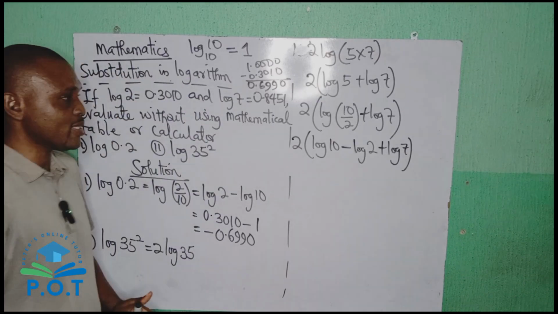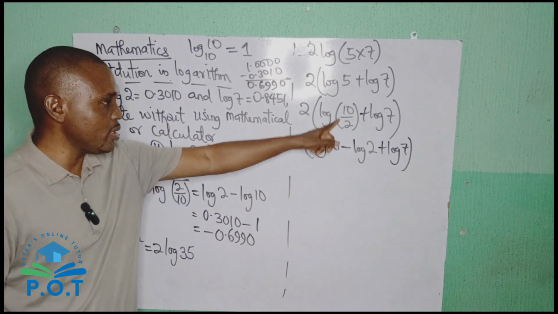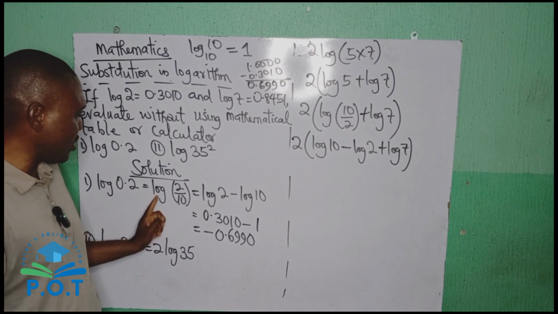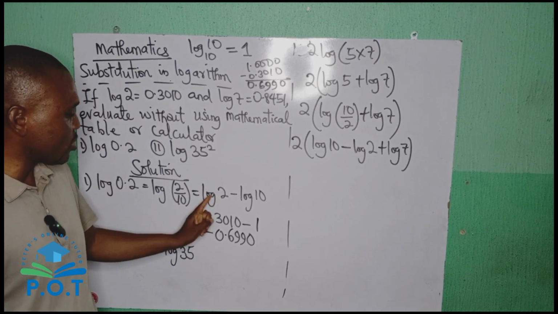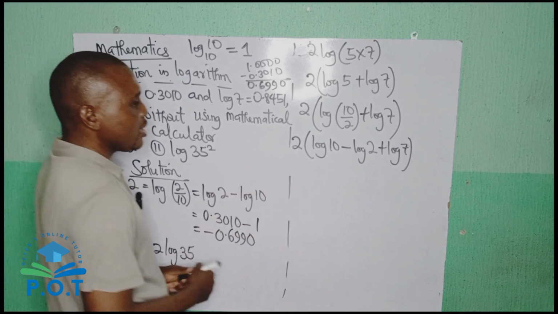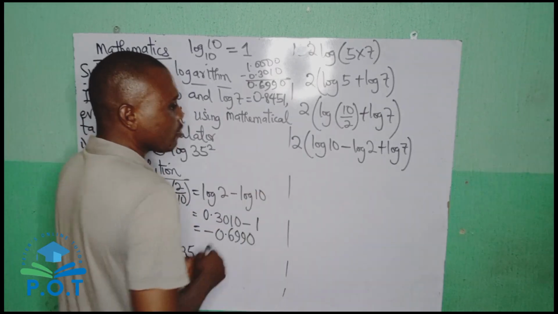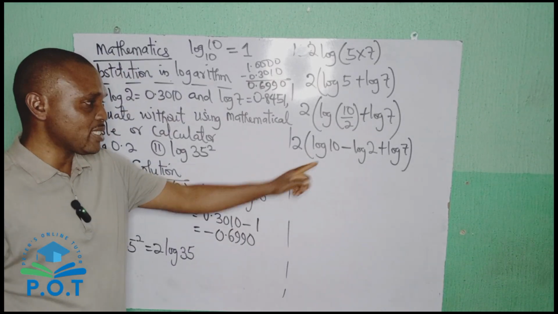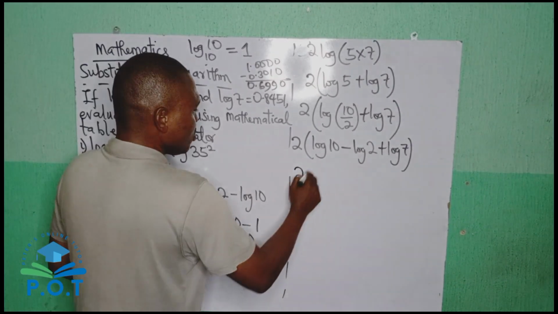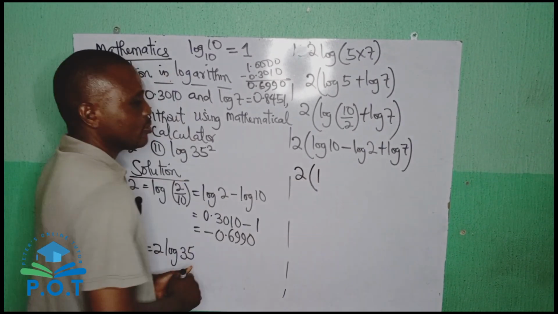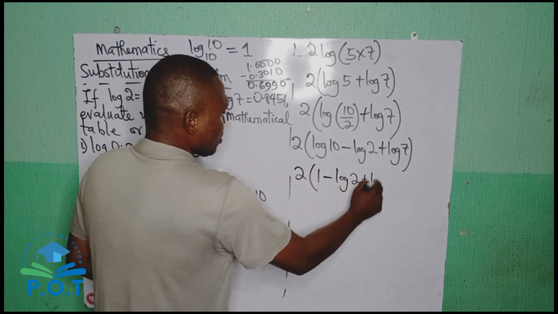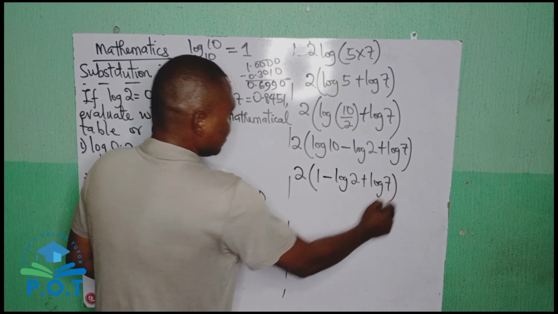Look at this, part of the laws of logarithm, and that is exactly what we did here: log 2 over 10 will give us log 2 minus log 10. Now from here, what do I do? Like I said before, log 10 base 10 will give us 1. So this is 2 brackets 1 minus log 2 plus log 7.